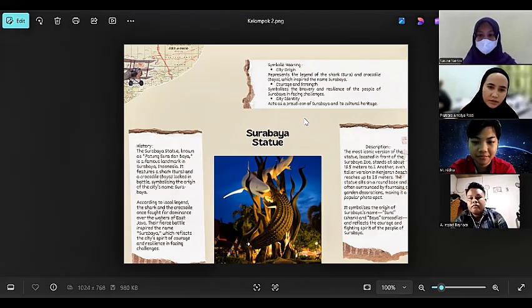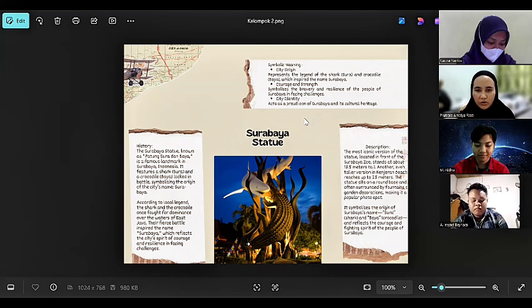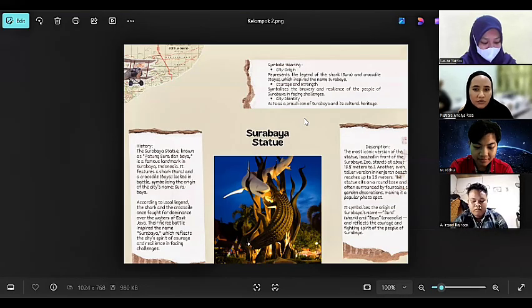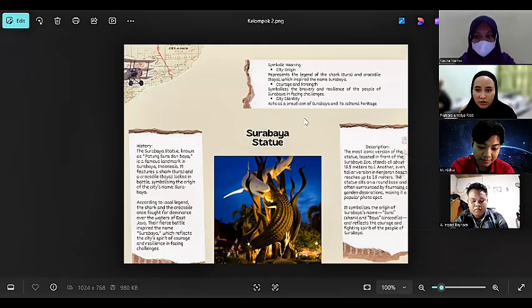So the first one, the city origin. The city origin represents the legend of the shark, called Sura, and the crocodile called Baya, which inspired the name Surabaya. It also represents courage and strength, which symbolizes the bravery and resilience of the people of Surabaya in facing challenges. And also the third, city identity. It acts as a proud icon of Surabaya and its cultural heritage.